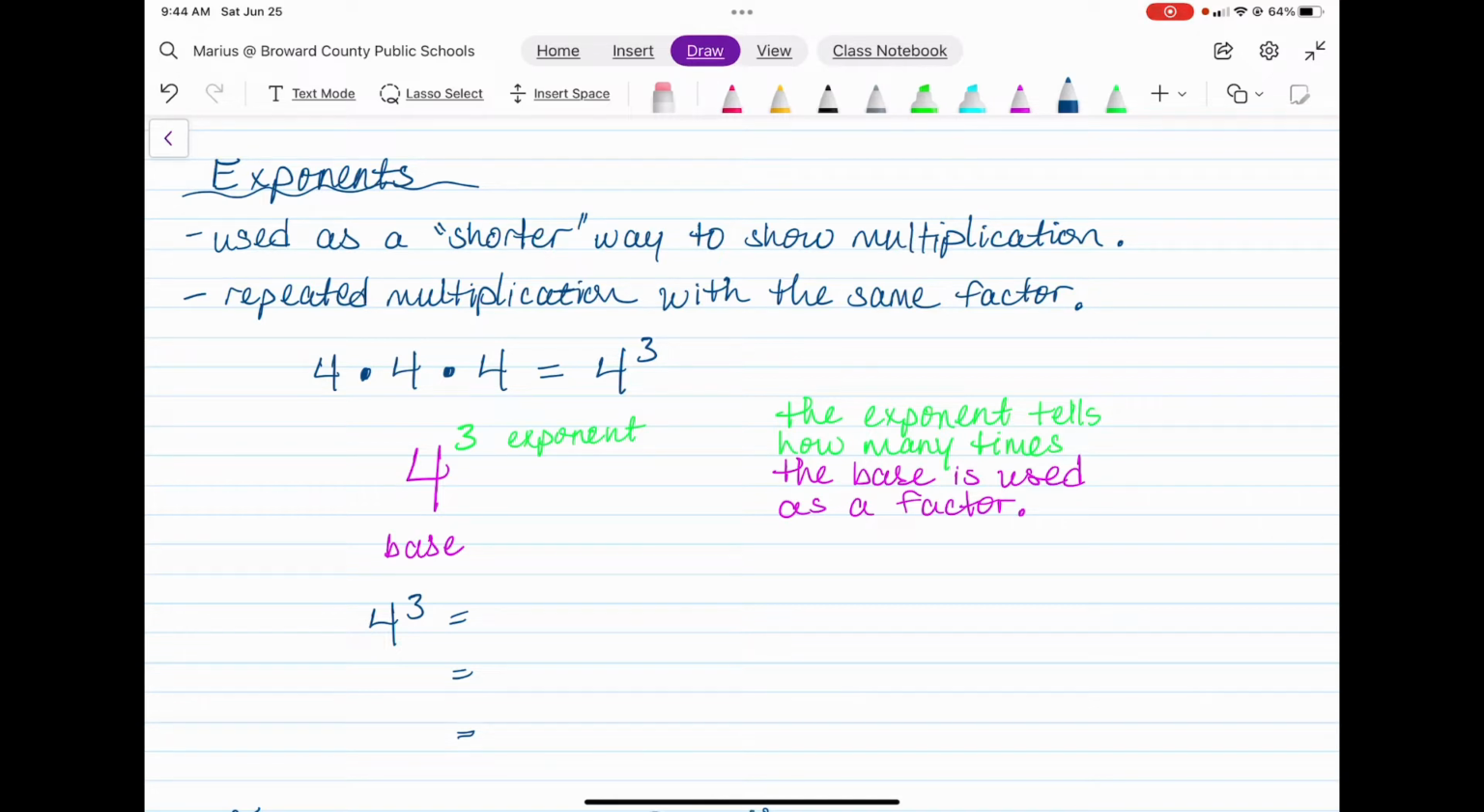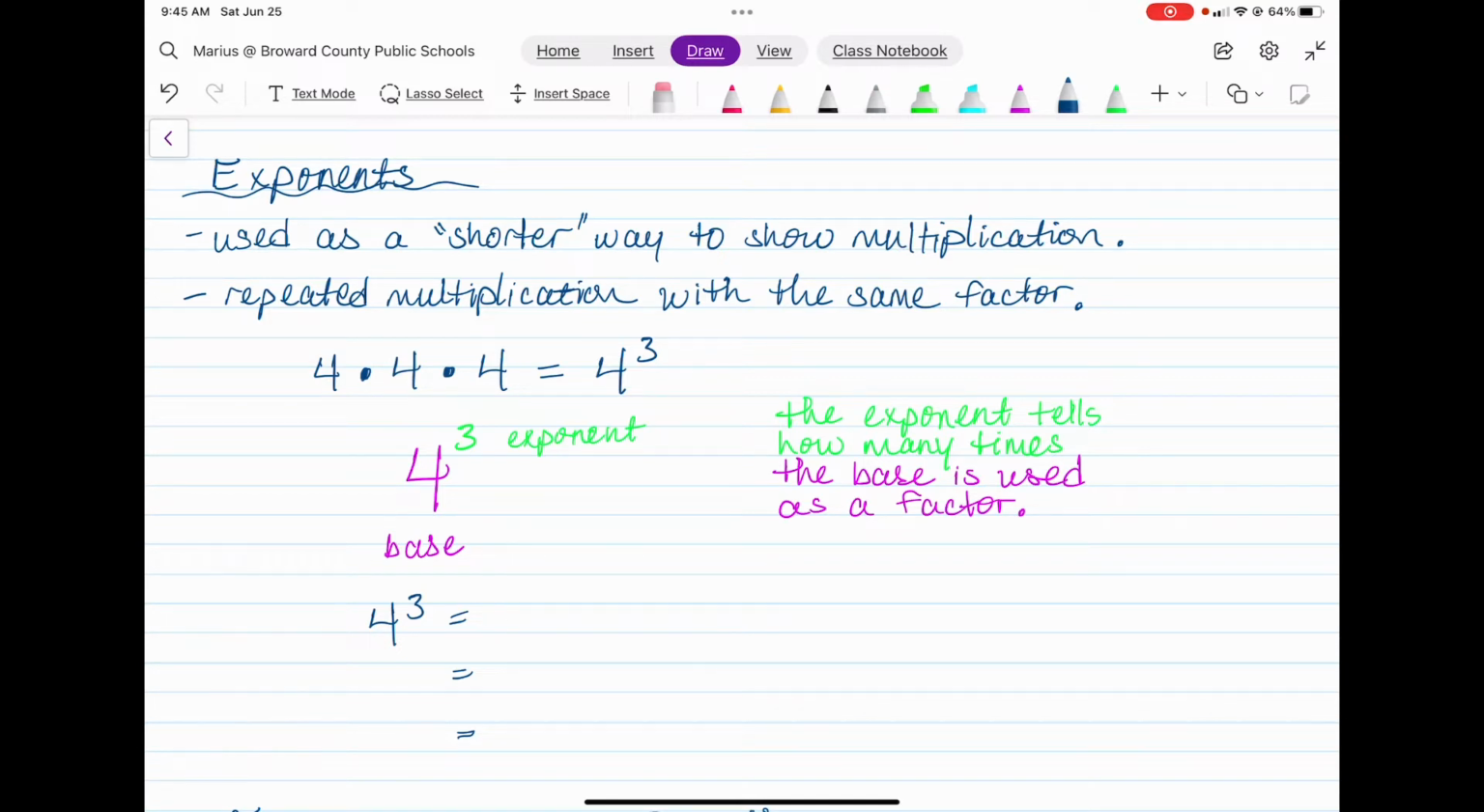Now, 4 is the base, and 3 is the exponent. And when you write it, the exponent has to be shown up in the air, and it has to be smaller than the base. Visually, it has to be smaller than the base when you write it. But either way, the exponent tells how many times the base is used as a factor.